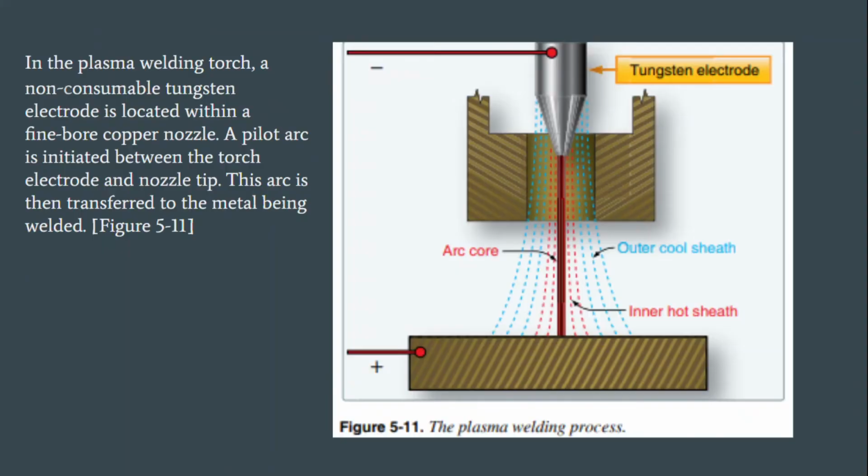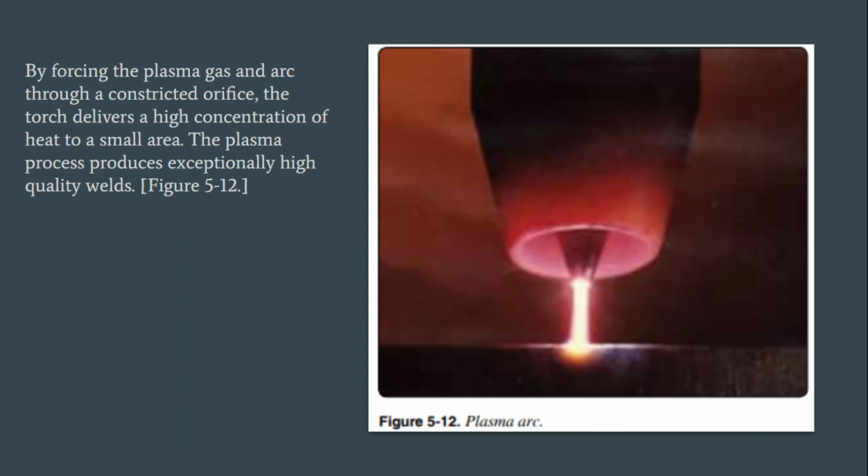In the plasma welding torch, a non-consumable tungsten electrode is located within a fine-bore copper nozzle. A pilot arc is initiated between the torch electrode and nozzle tip. This arc is then transferred to the metal being welded, shown in Figure 5-11. Figure 5-12 shows, by forcing the plasma gas and arc through a constricted orifice, the torch delivers a high concentration of heat to a small area. The plasma process produces exceptionally high-quality welds. More information about the plasma arc welding in this next short video.